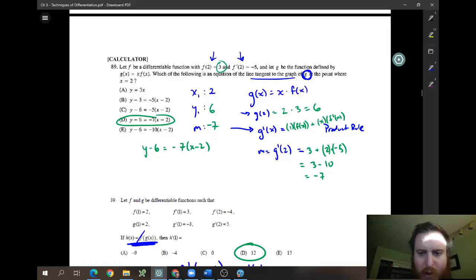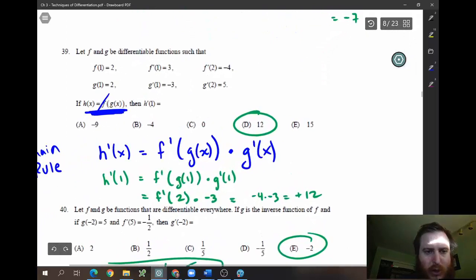Then for g prime of x, we do product rule. The derivative of the first, x, is 1, and then we leave f of x alone. Then plus, we leave the first term, x, alone, and then times f prime of x. So f of 2 is 3. Then plus 2 times f prime of 2, which is negative 5. So we get negative 7. y minus 6 equals negative 7 times (x minus 2).